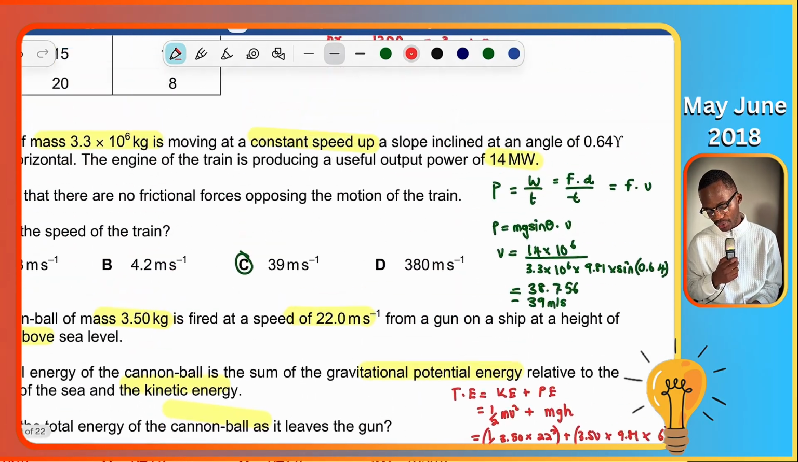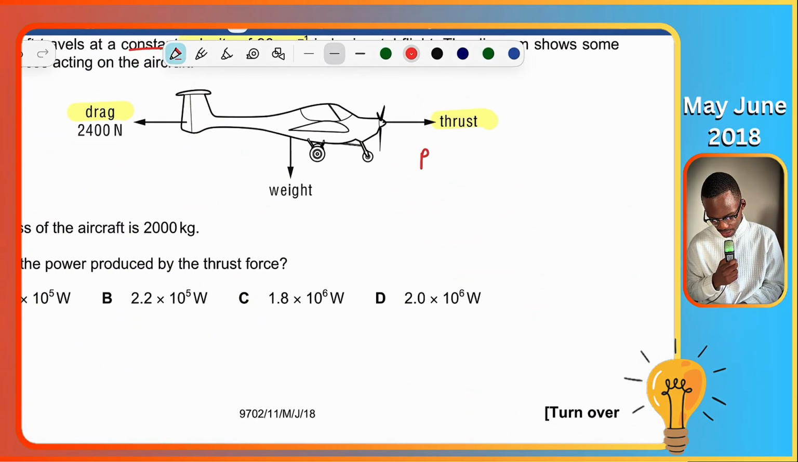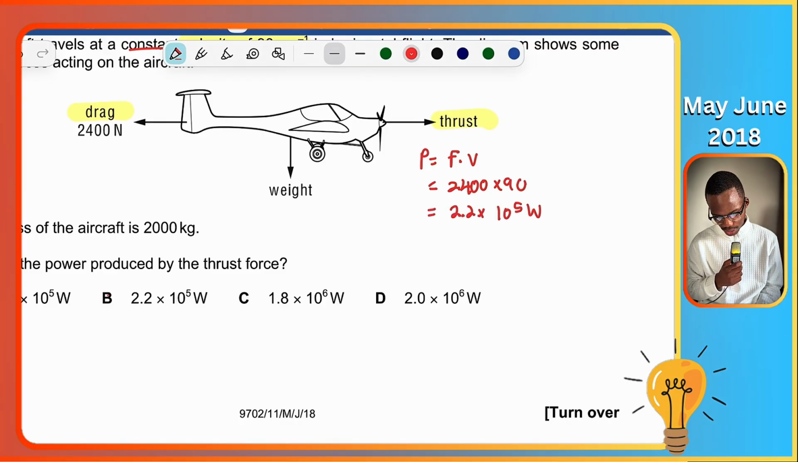So we want to find the power produced by the thrust force. Remember, we've talked about this already. Power can be the product of the force and the velocity. So in this case, it's 2,400 times 90, which gives you approximately 2.2 times 10 to the power of 5. The correct answer is going to be B.